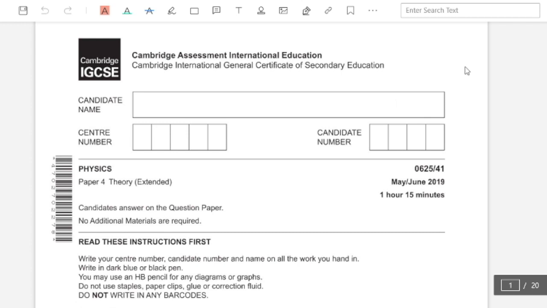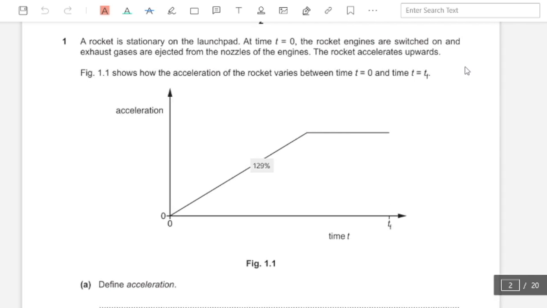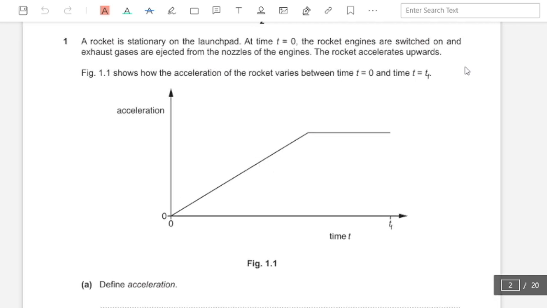Today I'm going to be solving paper 4 variant 1 May-June 2019 0625 physics. Question number 1. A rocket is stationary on the launch pad at time t equals 0. The rocket engines are switched on and exhaust gases are ejected from the nozzles of the engines. The rocket accelerates upwards. Figure 1.1 shows how the acceleration of the rocket varies between time 0 and time t.